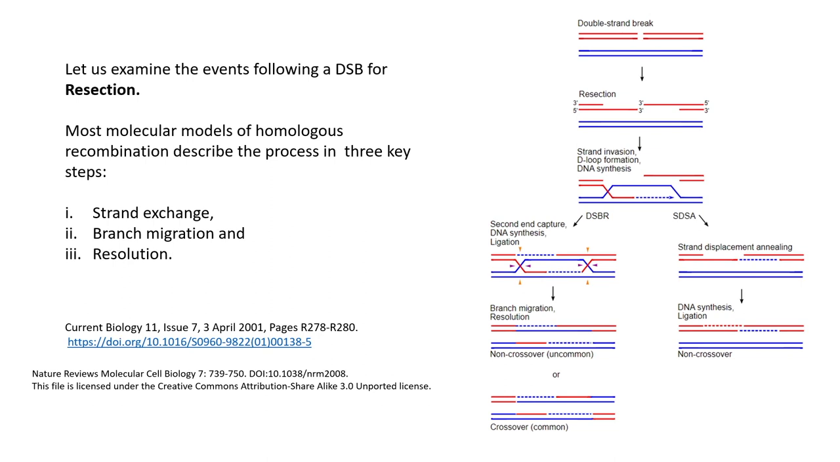So you can see in this diagram the various steps involved in homologous recombination as well as alternative recombination repair pathways. So let us examine the events that occur whenever a DSB happens. So once a double strand break occurs, one of the events that follows immediately is the resection. Most molecular models of homologous recombination describe the process in three key steps. The first one is the strand exchange, you can see over here, then the branch migration, and finally the resolution.